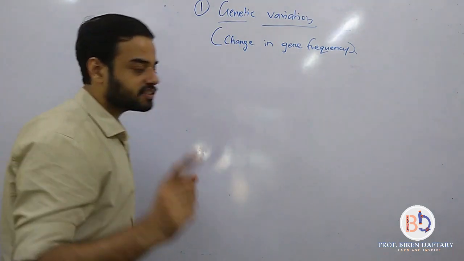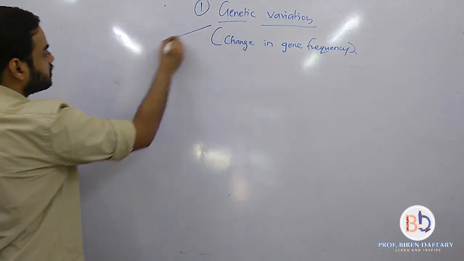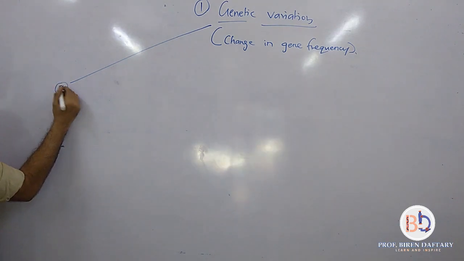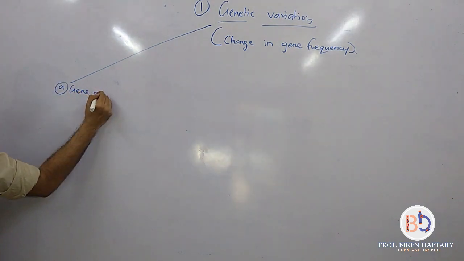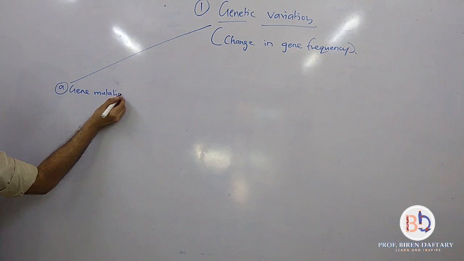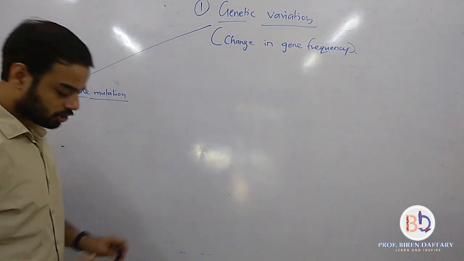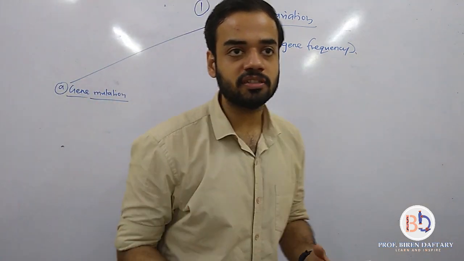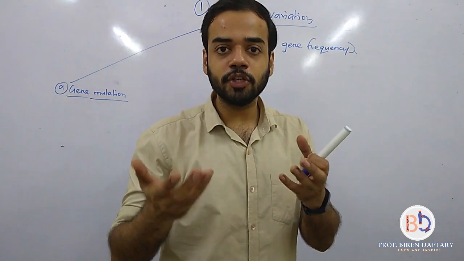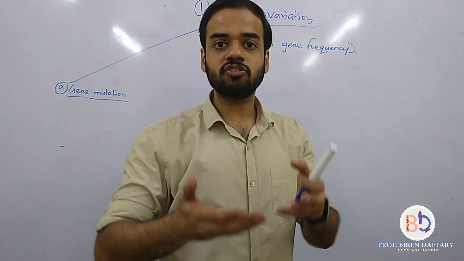Now, what is the first reason for genetic variation? The first reason that we are going to study is called gene mutation. Now, all these reasons are very important. What is the meaning of gene mutation? What is mutation? Change in the sequence of nucleotides in a DNA is called mutation.